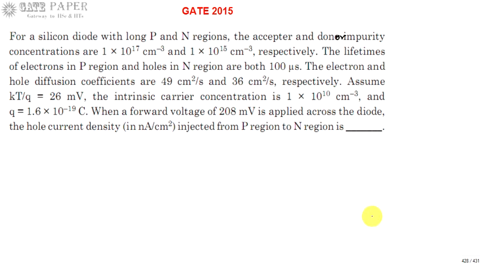region. We are going to calculate the hole current density injecting from P to N region. That is nothing but the hole current density, indicated as J_P, P to N. Whenever the holes are moving from P to N, what is the current density? That we are going to calculate.